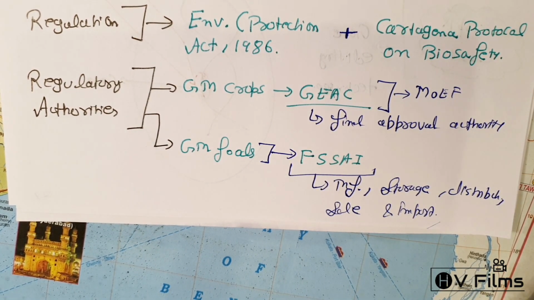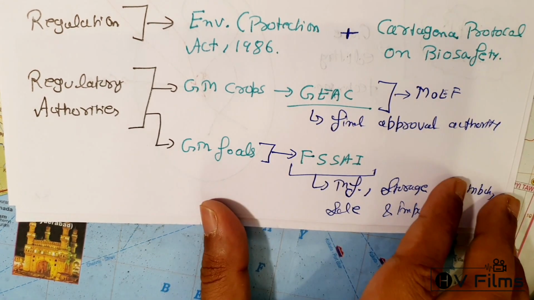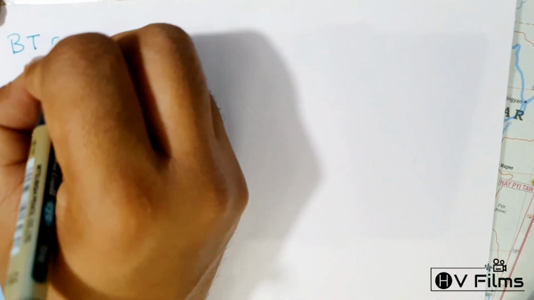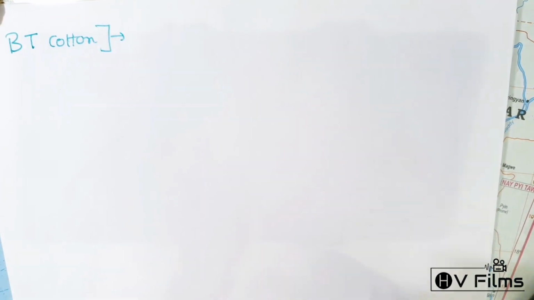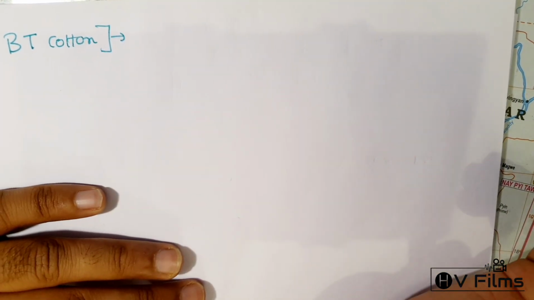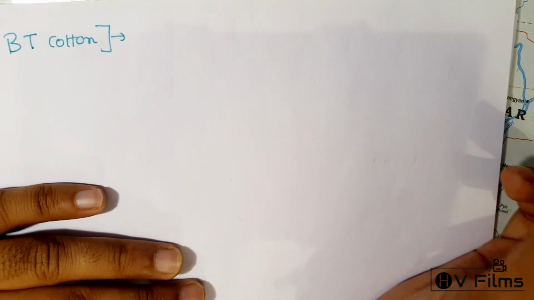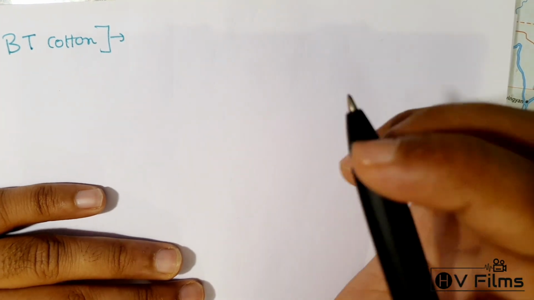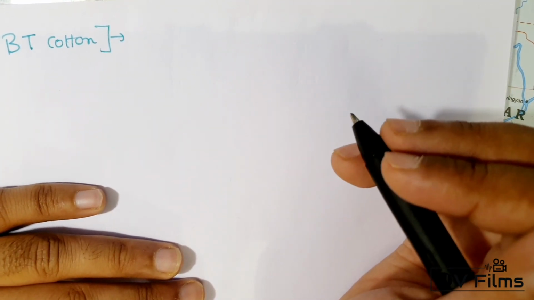Now, as we are discussing these things, it would be better that we also know something about the BT cotton, because as we have said, it was the first GM crop allowed in India. So a bit of information about this is also required. Let us write it here. BT cotton. In short, the BT cotton is the only genetically modified crop, as I told you, which is commercially allowed in India from 2002, and this was developed for resistance to the pink bollworm attack.